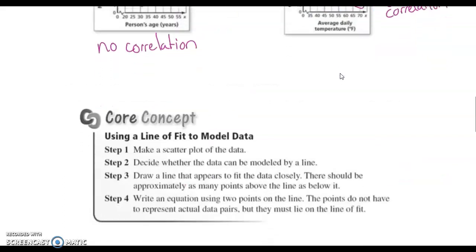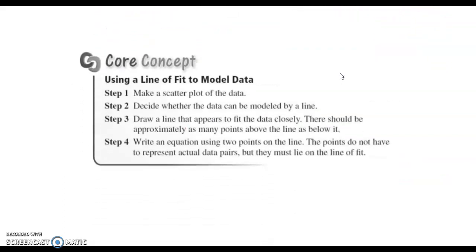don't need a coat. Okay, so today we're going to write lines of fit. It's not a line of best fit. That's something different we're going to learn in the next couple days. It's just a line of fit. So your steps are to first make a scatter plot of the data. Decide if it looks like it can be modeled by a line. Does it have a correlation or not, is what they're saying.